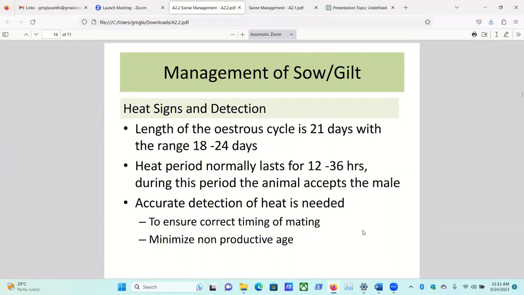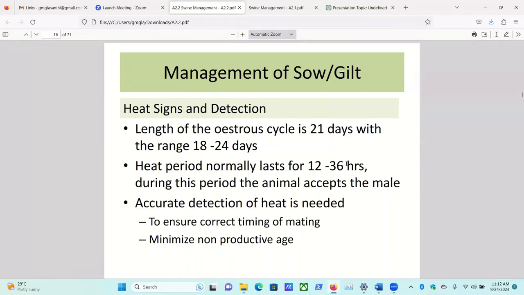These animals we are keeping to obtain piglings. To obtain piglings, the animal should come into heat. Once the animal comes into heat, we should arrange breeding. So heat detection is very important. Now we are going to discuss heat detection.